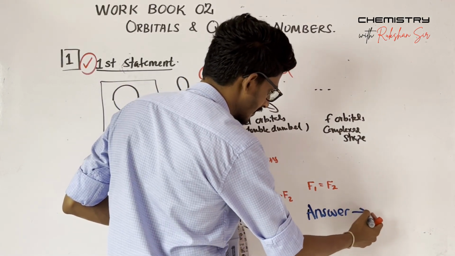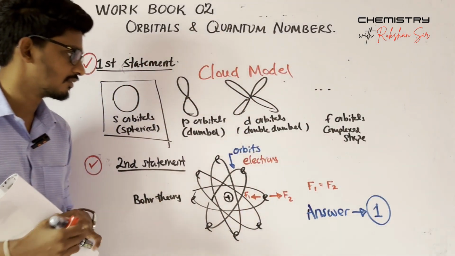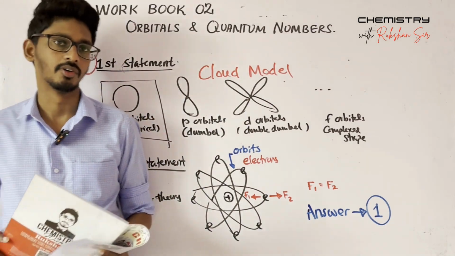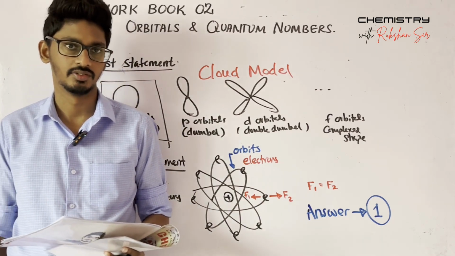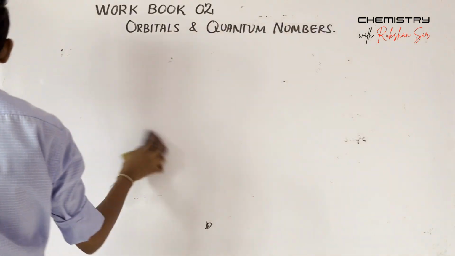As in the first statement, second statement condition, two statements are true, but the second one won't explain the first one. That means answer number 1. That is all about the discussion of the first MCQ.